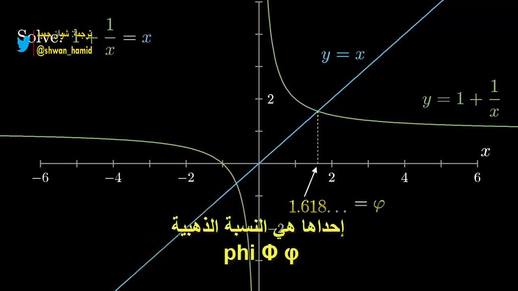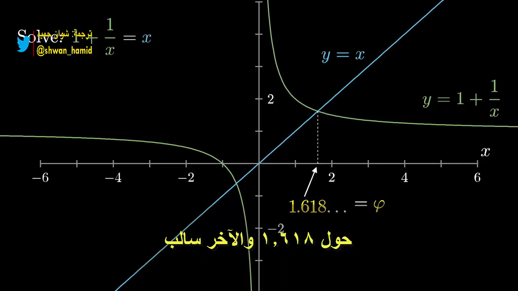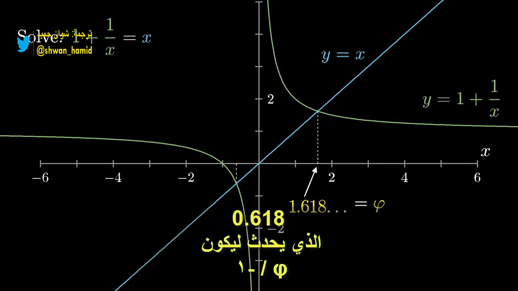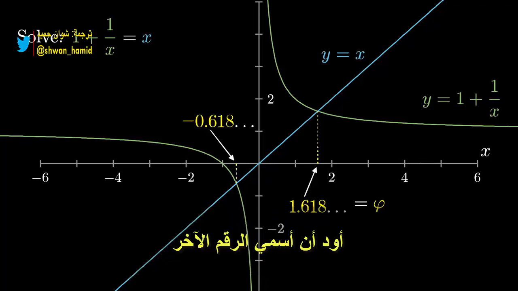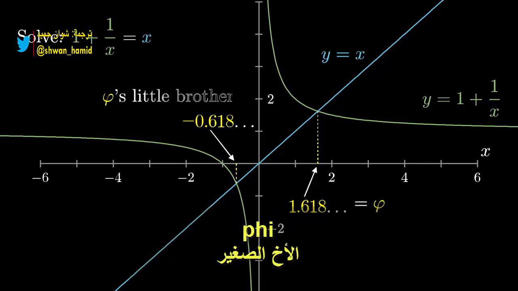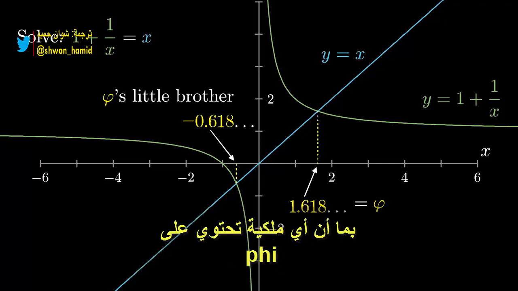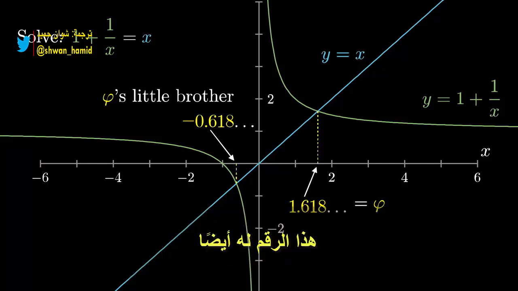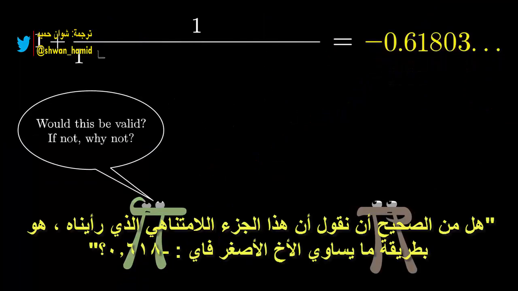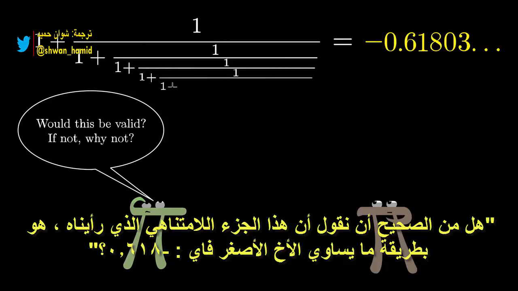One is the golden ratio, phi, around 1.618, and the other is -0.618, which happens to be -1 divided by phi. I like to call this other number phi's little brother, since just about any property that phi has, this number also has. And this raises the question, would it be valid to say that that infinite fraction that we saw is somehow also equal to phi's little brother, -0.618?